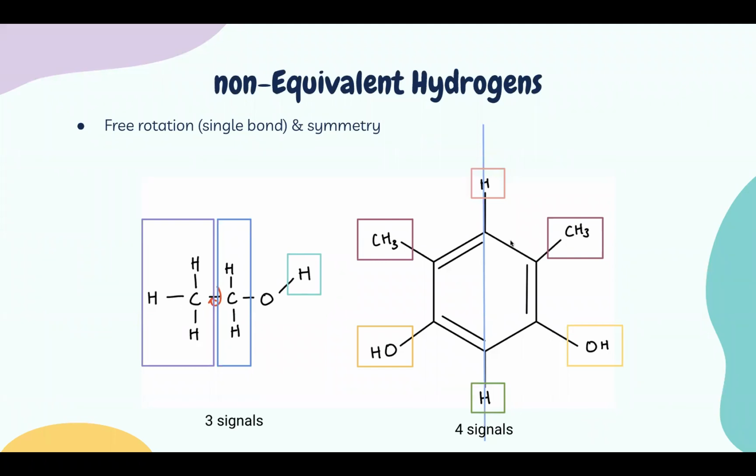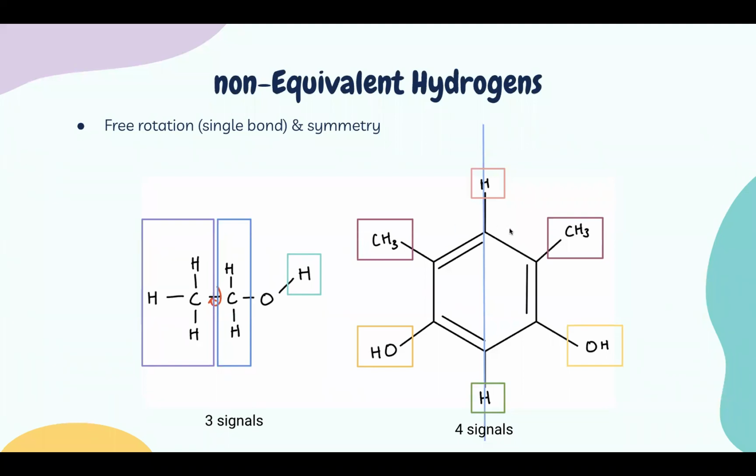So the structure on the left will generate 3 signals because the hydrogens are in 3 different chemical environments. And the structure on the right will generate 4 signals because all 4 groups are in different chemical environments.